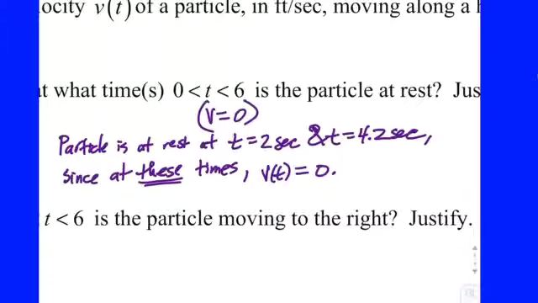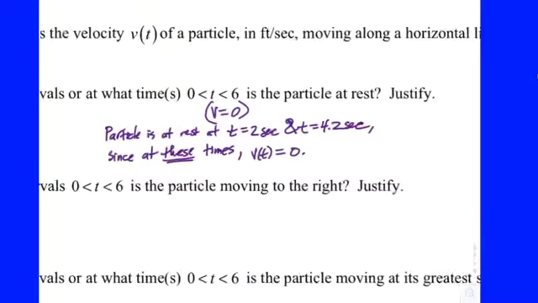So this right up here, I'll put it in parentheses. That's just us mentally thinking, okay? Comments or questions on that one?